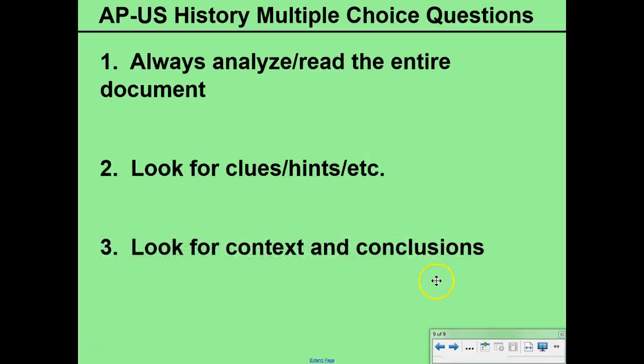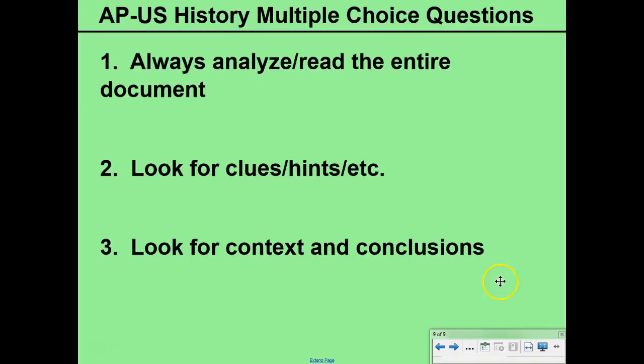And look for context and conclusions. Like in that first one, as soon as you read it, you should know that's about the Columbian Exchange. And that will help you find the answer as you start to go through it. So these questions can be a little tricky, but the answers are there. Just combine the source material, analyze it, combine it with your outside knowledge and your superior critical thinking skills, and you're going to do great on these multiple choice questions.